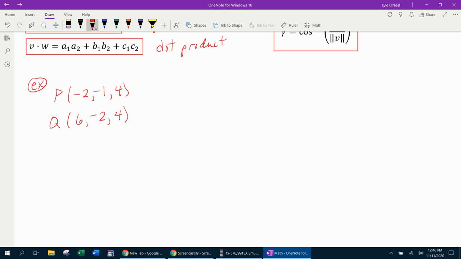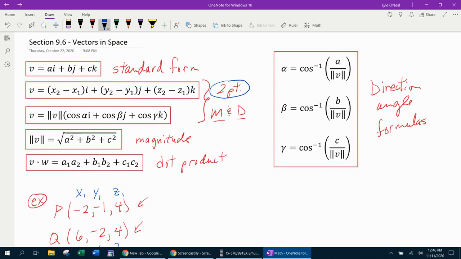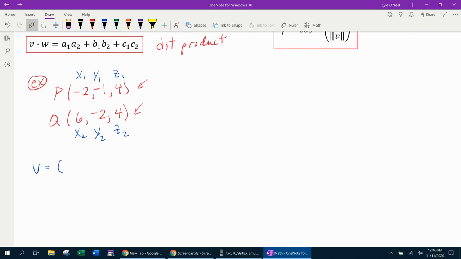So again, it's important to note that P is the initial point and Q is the terminal point, which means that point P is going to be x1, y1, z1, and Q is going to be x2, y2, and z2. And then we're going to go to our formula and plug and play. Since we're given 2 points, we're going to be using the 2-point formula. So our vector is going to be 6 minus -2 i plus -2 minus -1 j plus 4 minus 4 k.